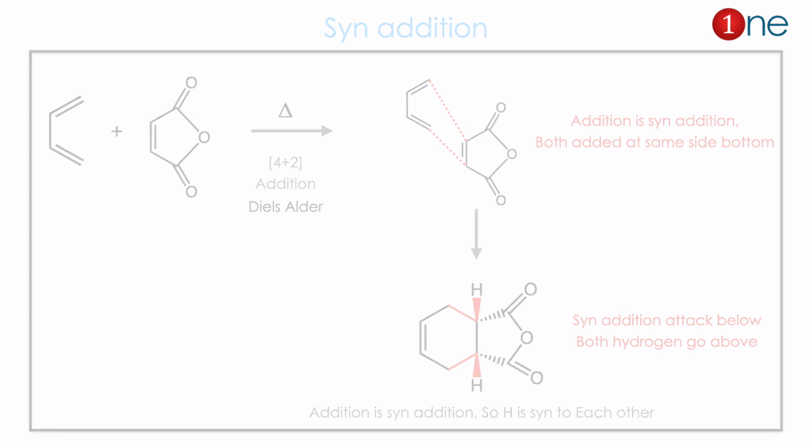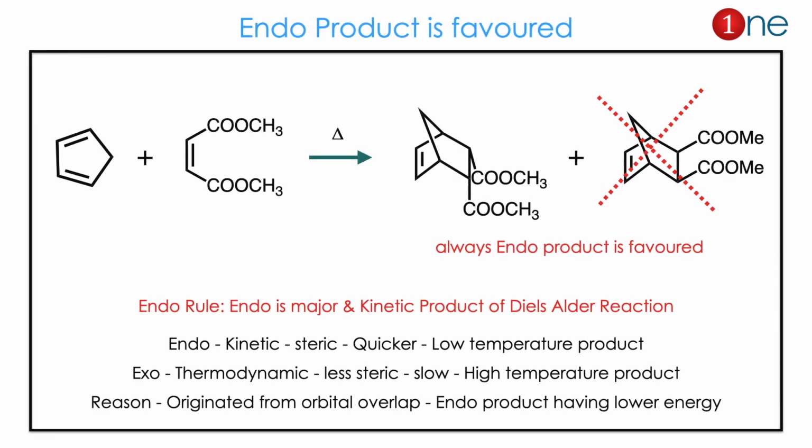Then the endo product. If you have cyclopentadiene with an alkene, you get a bicyclic system with the endo product, not the exo product. This is also called the endo rule. Endo is the major product and it is kinetically controlled. Here endo is the kinetic, sterically crowded, quicker, low temperature product. Exo is exactly opposite: thermodynamic, less steric, slow, high temperature product. The reason arises from orbital overlap. The endo product has lower energy.